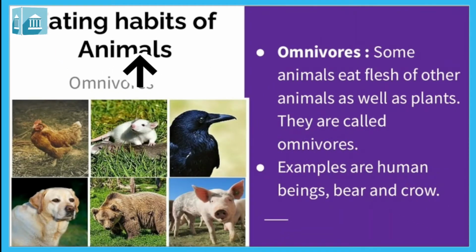Eating habits of animals. Omnivores. Some animals eat flesh of other animals as well as plants. They are called omnivores. Examples are human beings, bear, and crow.